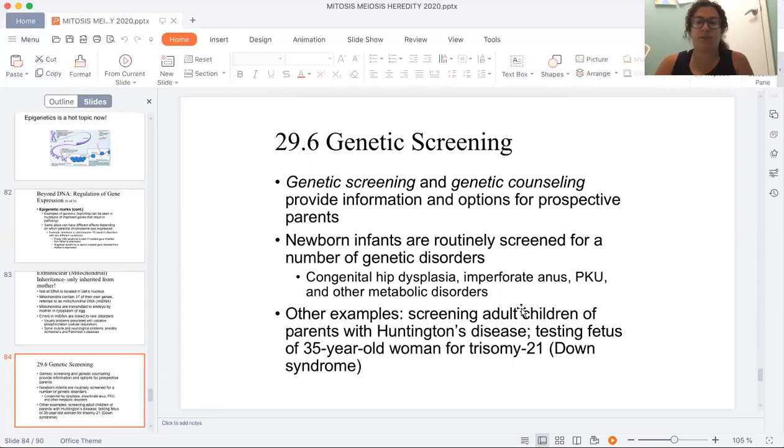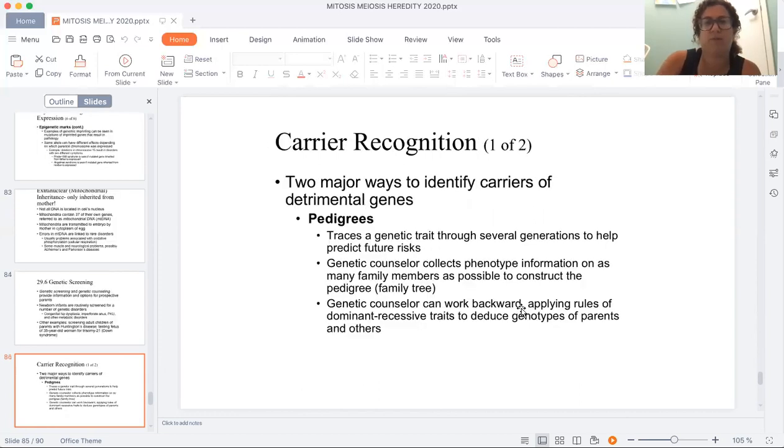And then examples of screening adults. Examples are the BRCA genes that we talked about with breast cancer. We can do genetic screening for that. If someone has a history of Huntington's disease, we could test that. Women who are 35 or older typically test the fetus for trisomy 21, because for some reason 35 is the magic number when trisomy becomes more likely. That could be because of telomere shortening and aging.